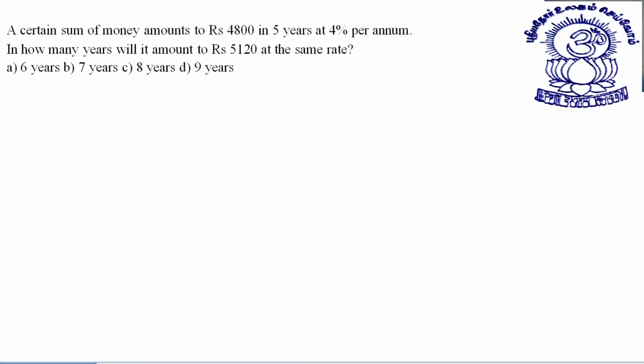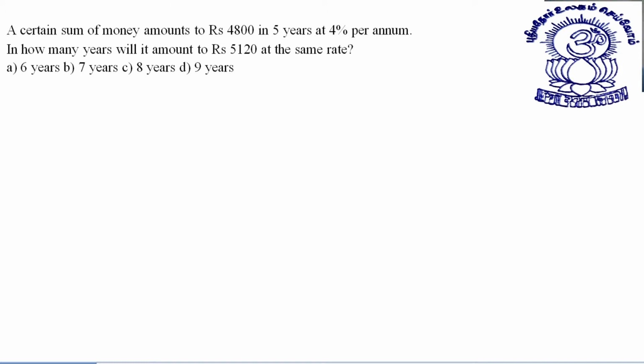So students, the first question we have right now is: a certain sum of money amounts to rupees 4800 in 5 years at 4% per annum. In how many years will it amount to rupees 5120 at the same rate? First, I will do it in detail, then I'll tell you the shortcut.